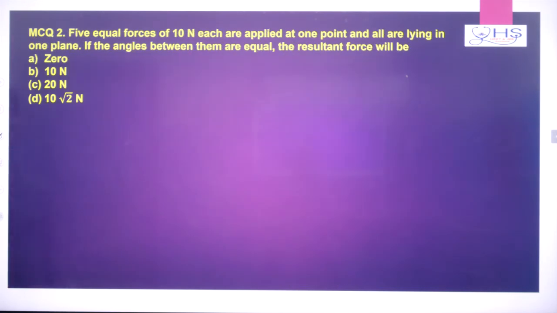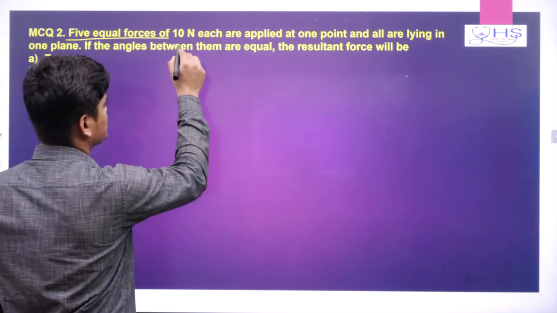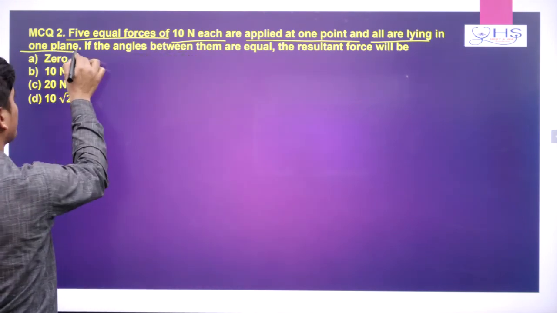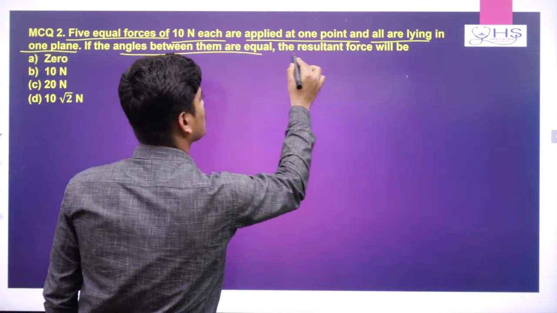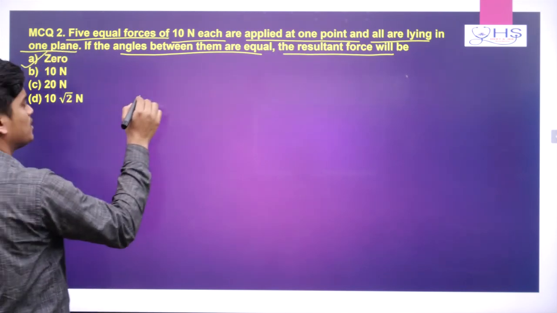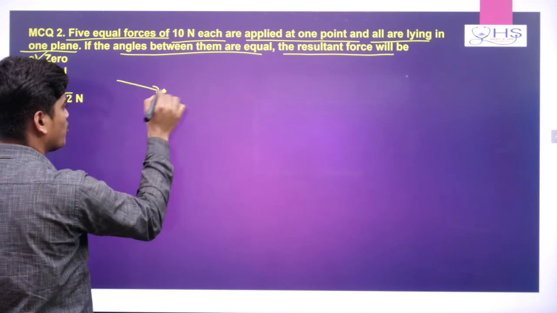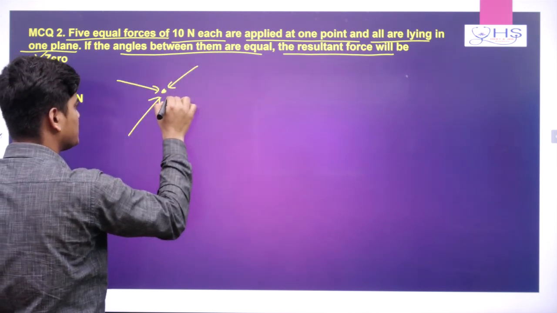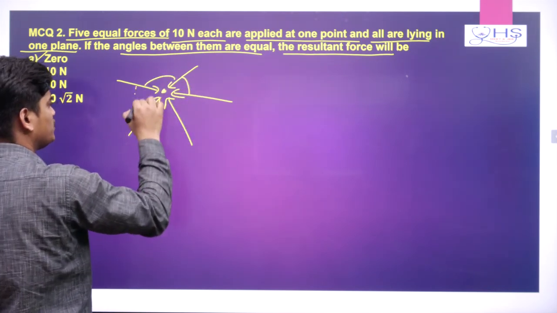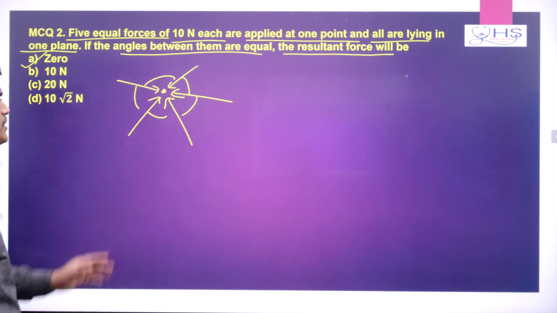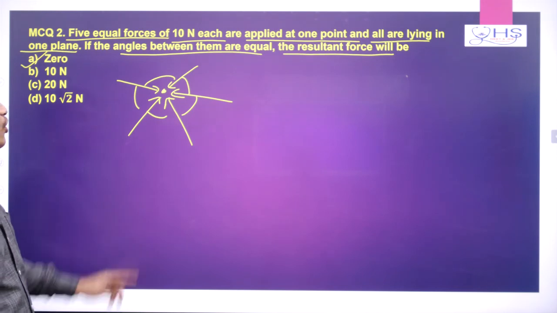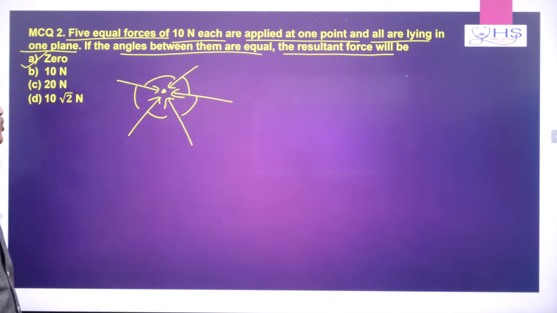Now, 5 equal forces of 10 Newton each are applied at one point and all are lying in one plane. If the angles between them are equal, what will the resultant force be? Now remember, the answer will be 0. If one point is there, how many forces are acting? 5 forces are acting, and all are of equal magnitude. The angles between them are equal. Then the resultant force on this particle will become 0 if the angles are equal and the forces are of equal magnitude.